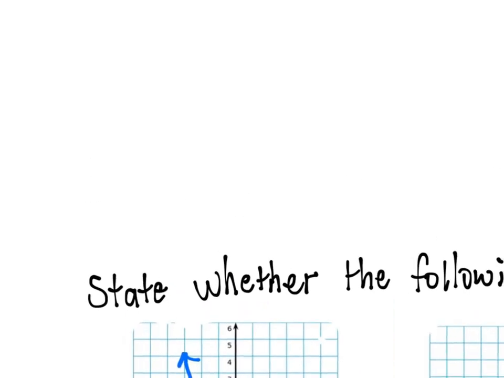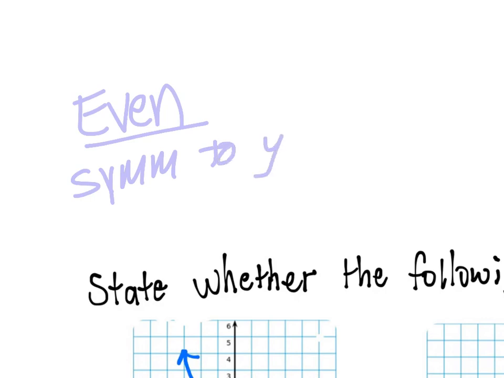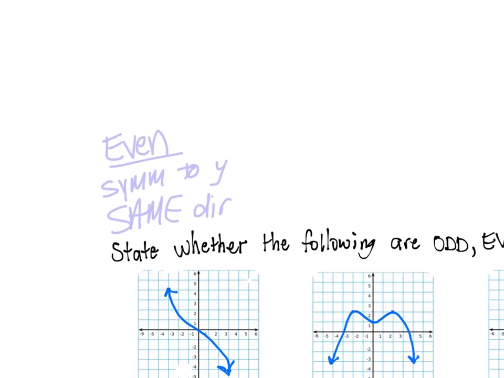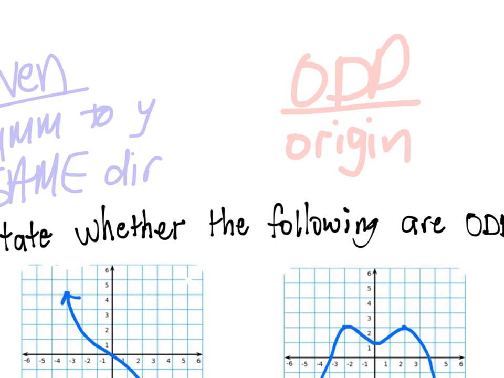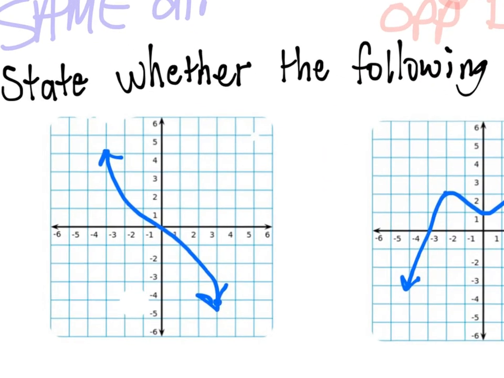Write down some notes. If a function is even, what are the two things graphically that we need to remember? Symmetric to y, and what about the arrows? Same direction. If a function is odd, what do we need to remember? Symmetric to origin, so it goes through the origin. And what do you know about the ends? Opposite directions. Every single test version will have a question like this. Please don't get this one wrong.